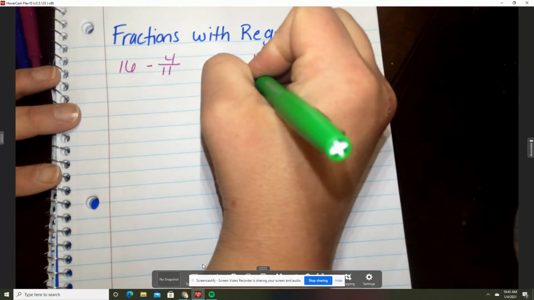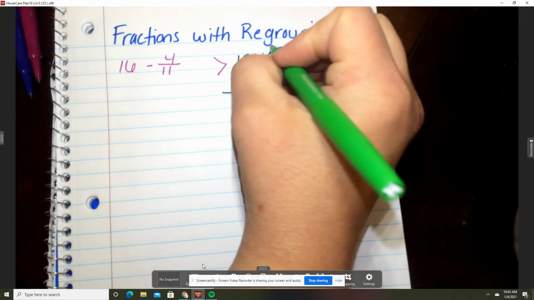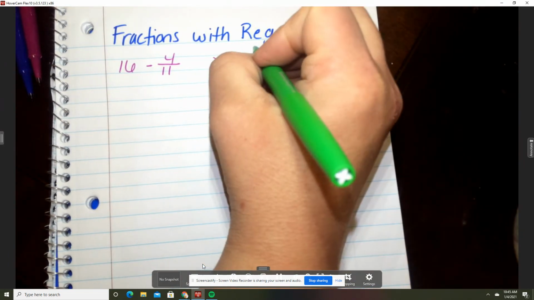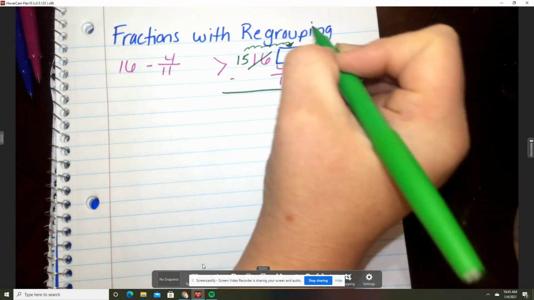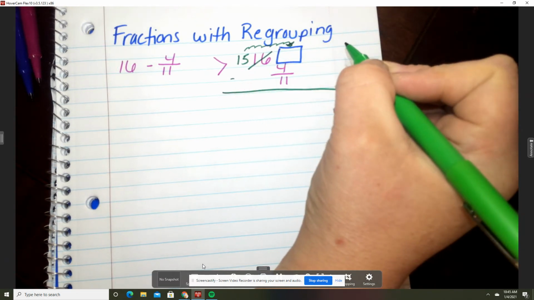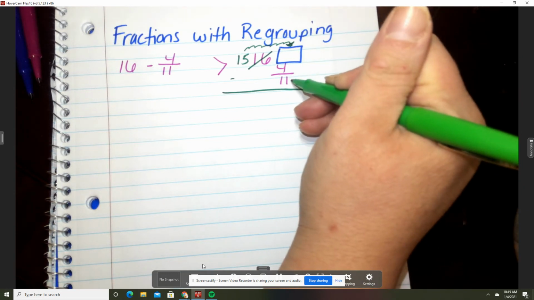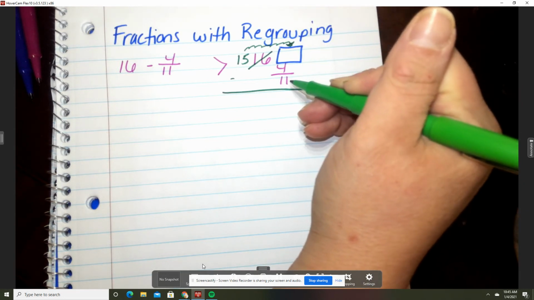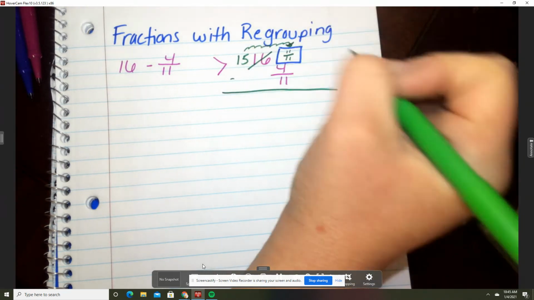You can borrow from that 16, make it a 15, okay? So you've got that extra whole number, right? So in the magical land of fractions, it's going to go above, and that whole number is going to turn into a fraction, okay? But you want it to match the denominator of the fraction that you already have. So you're going to have 11/11.